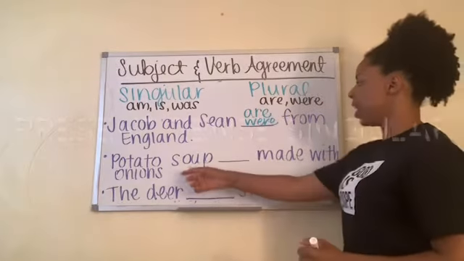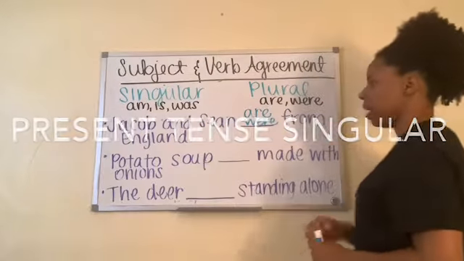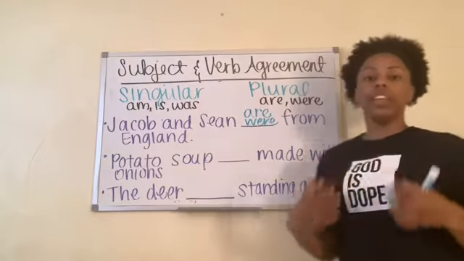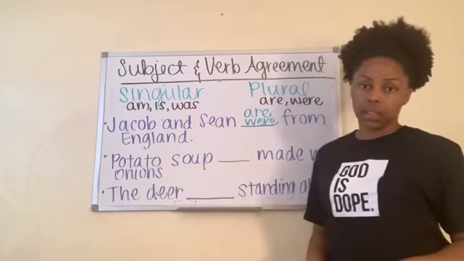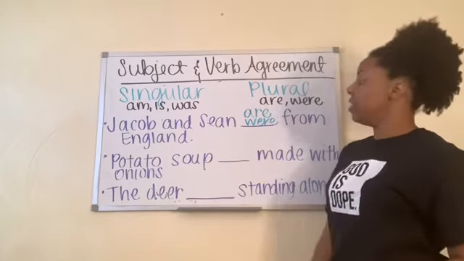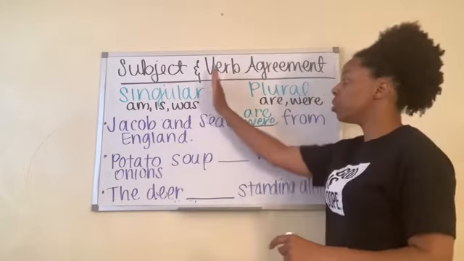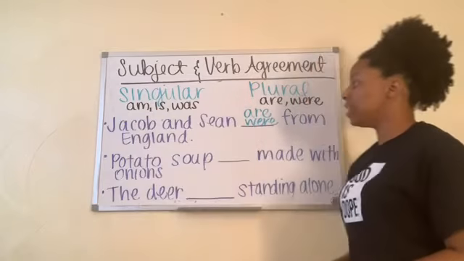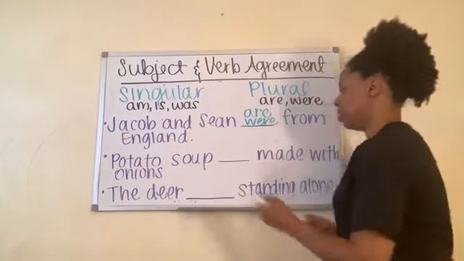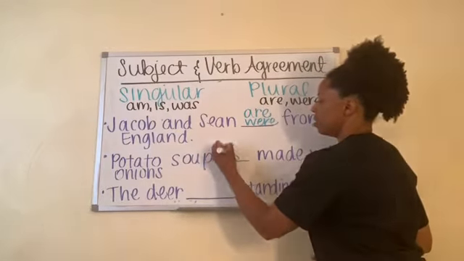All right, potato soup, blank, made with onions. Now this one is actually going to be present tense because it's how you do it. And then since it's potato soup, it's only one soup, right? Singular. So we're going straight over to this side. Potato soup is made with onions.